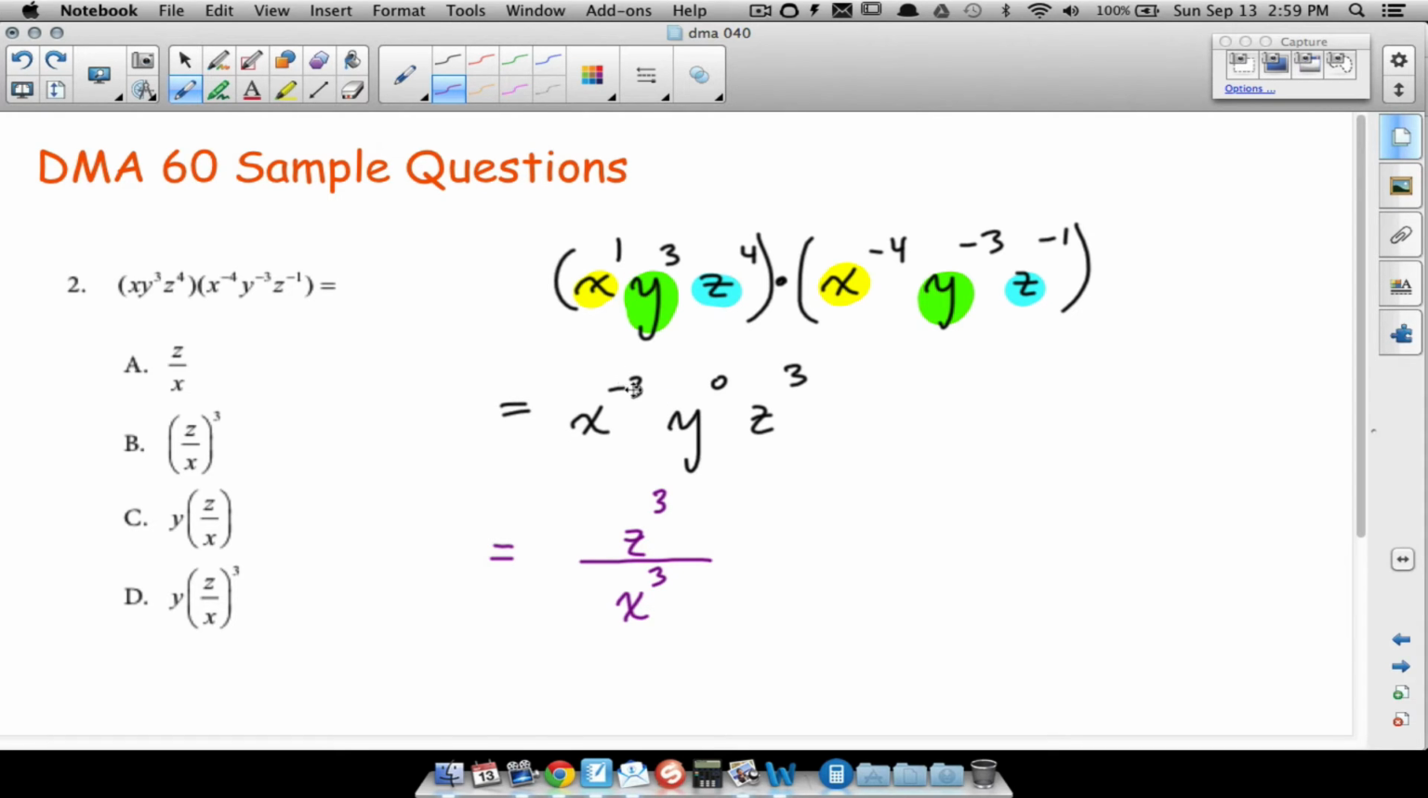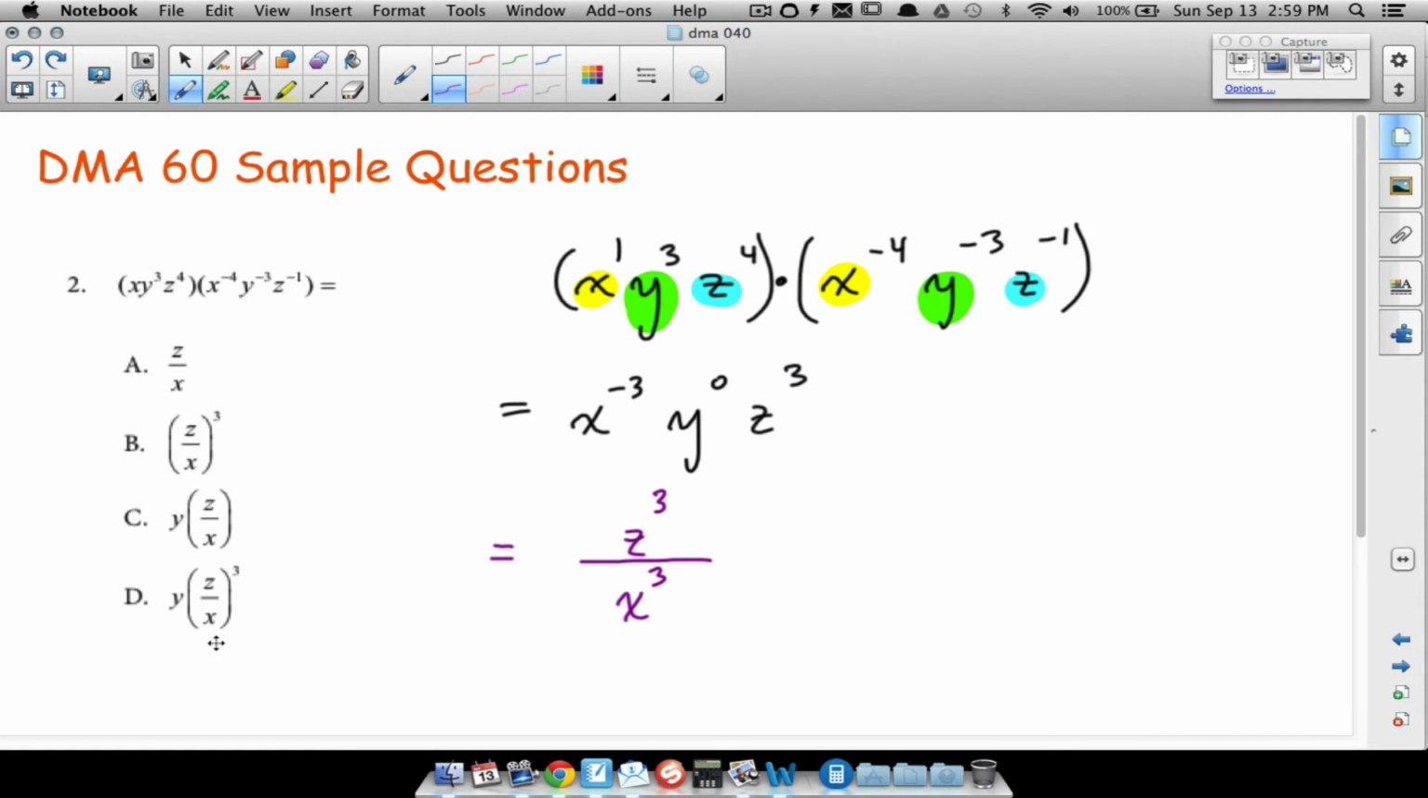I do have some other videos covering negative exponents, but that's the only thing I really did there: I shot this whole thing down to the bottom, made the exponent positive. That y to the 0 becomes 1, so you could put a 1 there if you want. There's nothing wrong with that. But that z cubed remains at the top of this fraction because there was no negative exponent.